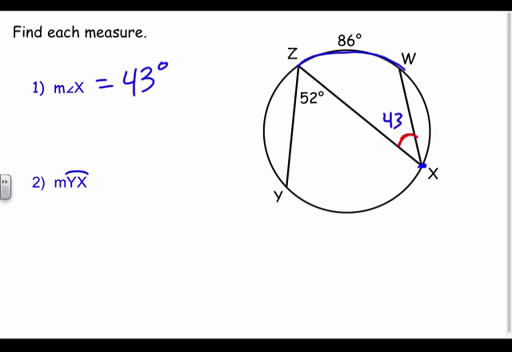Well, let's take a look. I'm trying to find the measure of arc yx now. So I know that its inscribed angle is 52. And if it's inscribed, that means the arc is twice that, right? So this would be 104 degrees. Because the inscribed angle is half of the arc. So 104. So pretty straightforward, right? The arc is just double the angle measure of the inscribed angle. And vice versa.